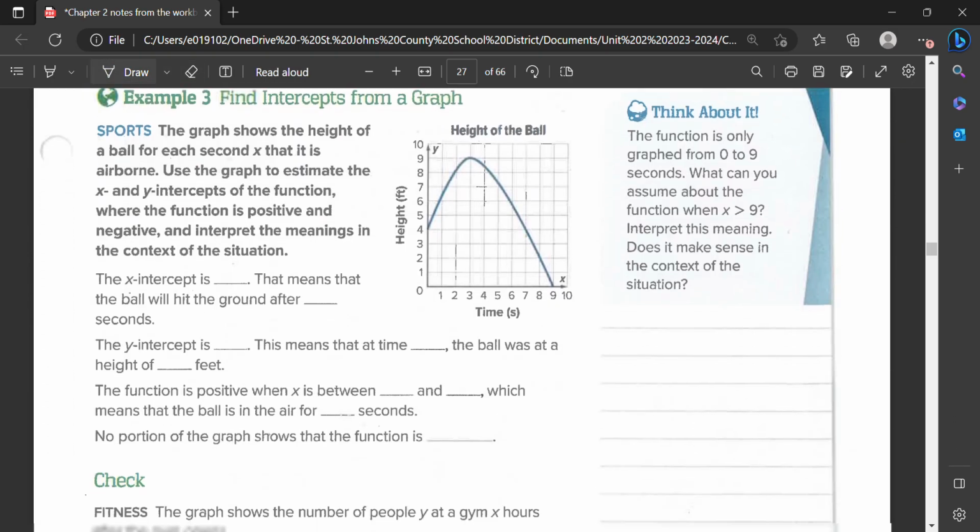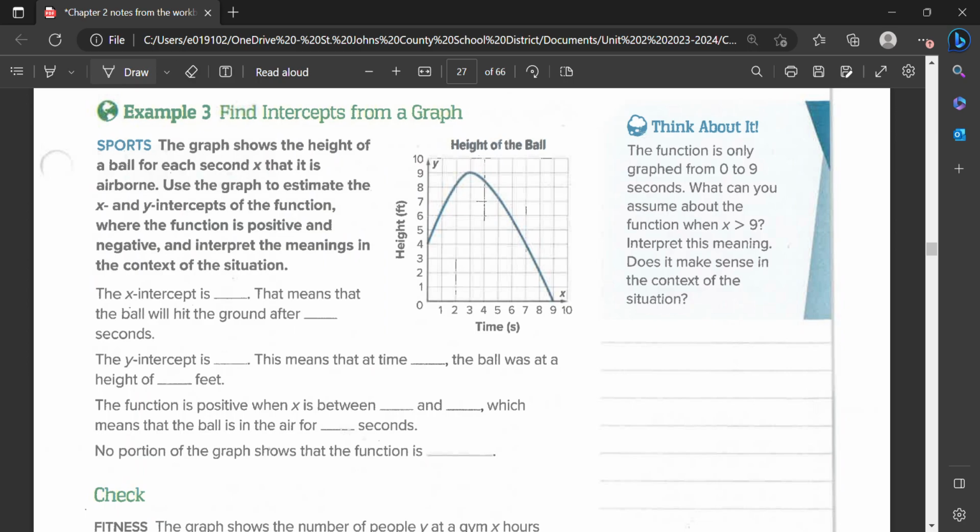Here we go. Example 3. Now we're actually getting into a real-world problem. The graph shows the height of a ball for each second x that it is airborne. Use the graph to estimate the x and y intercepts of the function, where the function is positive and negative, and interpret the meanings in the context of the situation. So the x-intercept is 9. That's where it crosses down there. The x-intercept is 9. That means that the ball will hit the ground after 9 seconds.